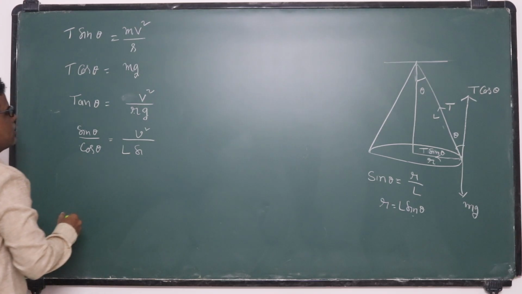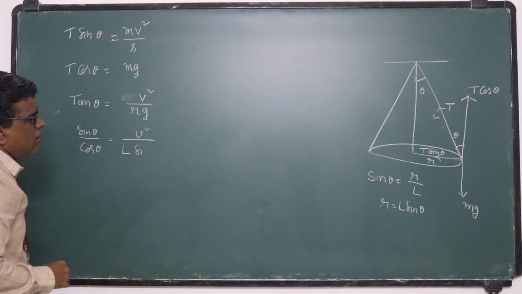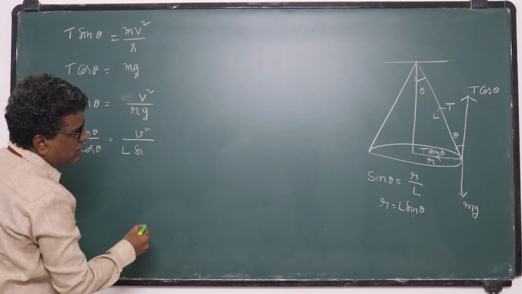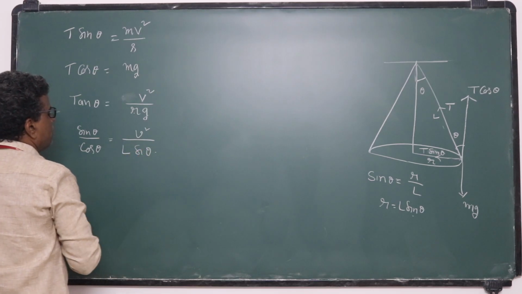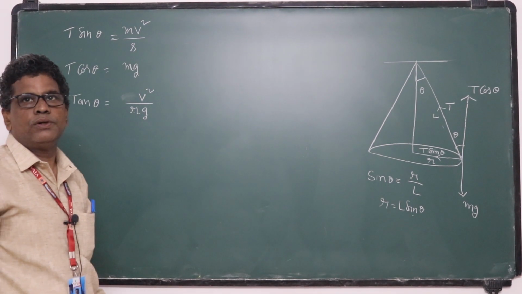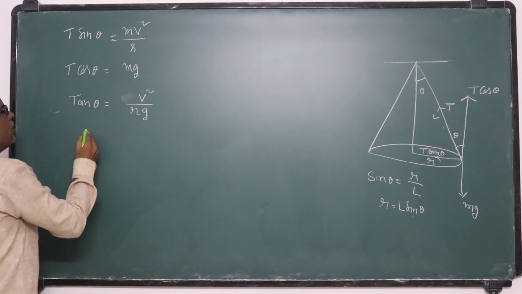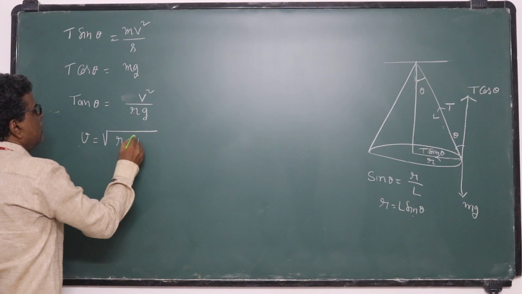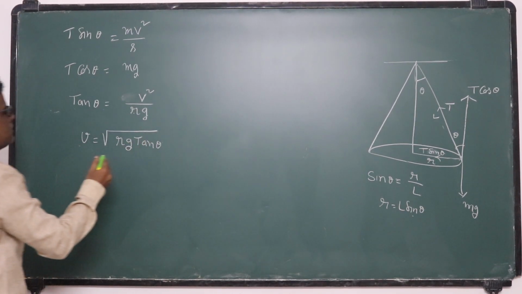So here tan theta is equal to v square by rg, and instead of r we can write L sin theta into g. So tan theta is equal to v square by rg. So I want v is equal to root rg tan theta. So that is the linear speed of this bob which is rotating.